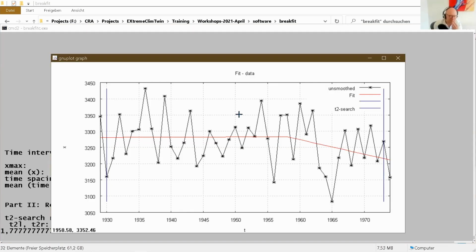Okay, and this is it already. We have here the change point time. We have here a slope which is pretty close to 0. And then, of course, we see a downward trend here. And the change point time was 1957 or 8. This is 58.